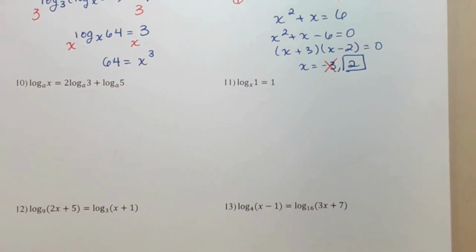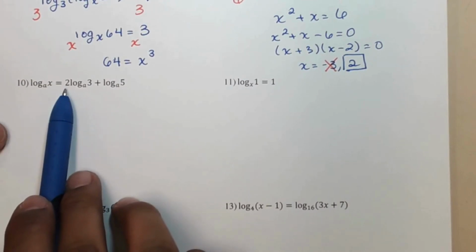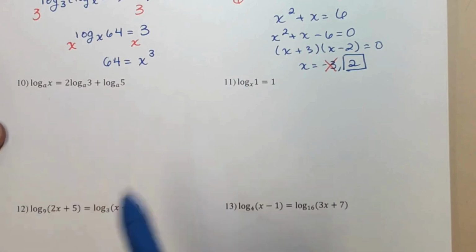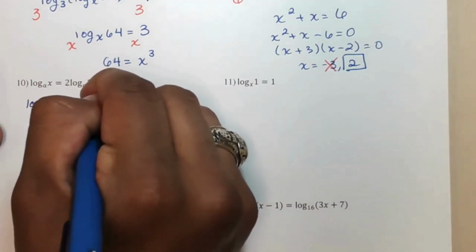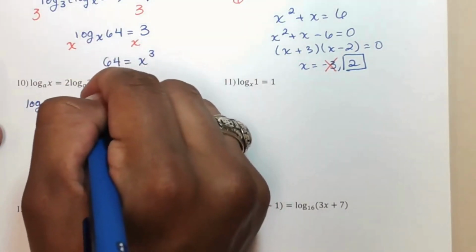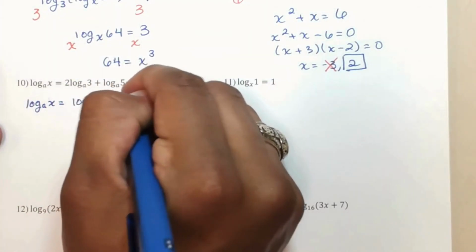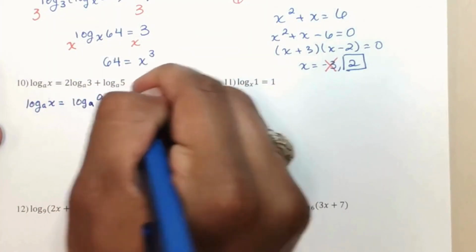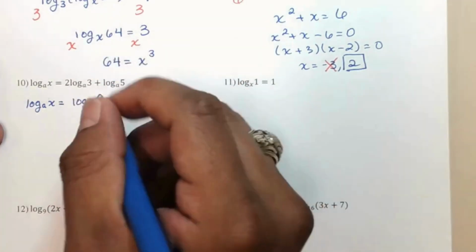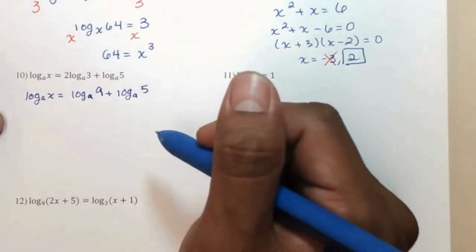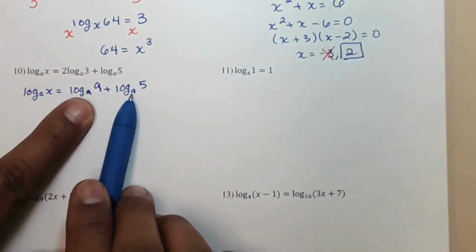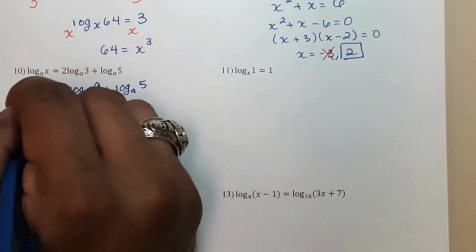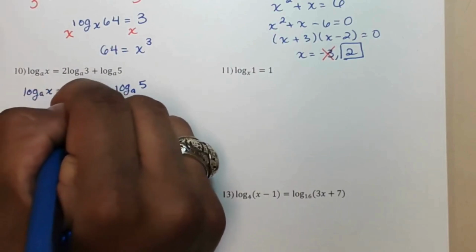All right, what about this next problem here? So since I have a coefficient in front of this log, I'm going to bring it in and make it an exponent. So log base a of 3 squared, which is 9, and log base a of 5. I wish I was better at writing those little fancier a's with a little loop on the top. All right, well, since I'm adding two logs of the exact same base, I can multiply their insides. So 9 times 5 is 45.